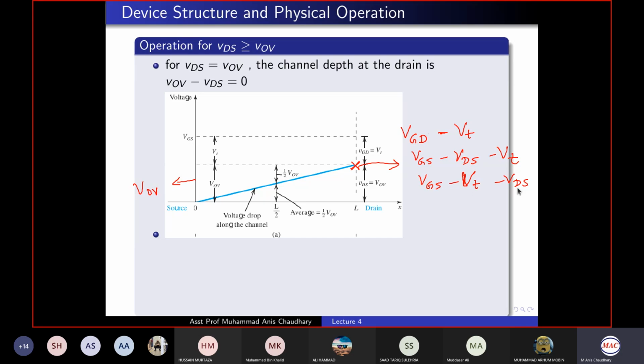So you are saying that VDS is now equal to VOV, but VOV is equal to VGS minus VT. So as a consequence, you have 0 volt. The effective voltage at the drain end is now 0. That means the channel is fully pinched off. There is no effective voltage available at the drain end which can enable accumulation of electrons at the drain end. So the channel is pinched off. We call this a pinched off channel.